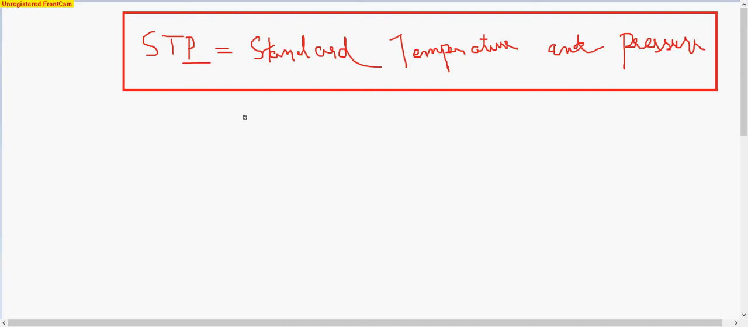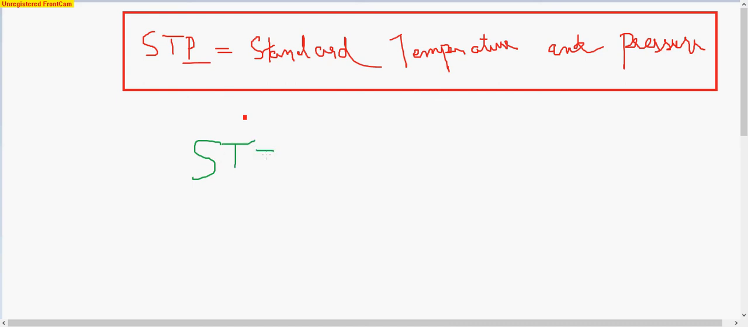It's actually a term used to describe certain things. For example, the evaporation temperature is 100 degrees Celsius at STP. We always use such things for explaining processes like evaporation, boiling, and all. We use the word STP. Now, what is the standard temperature?